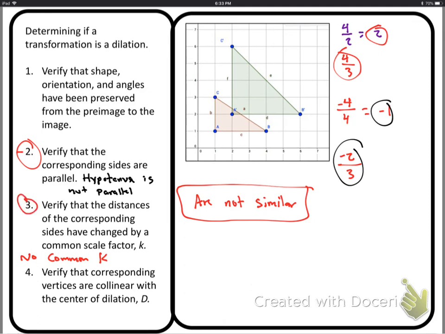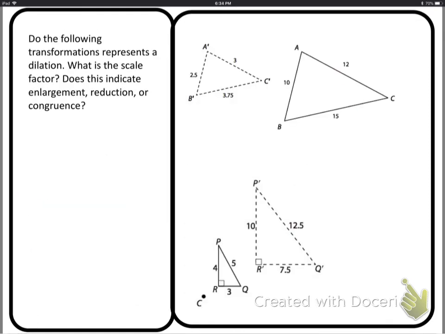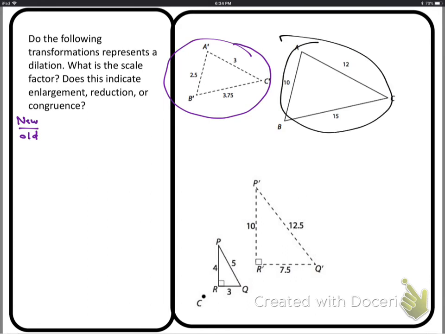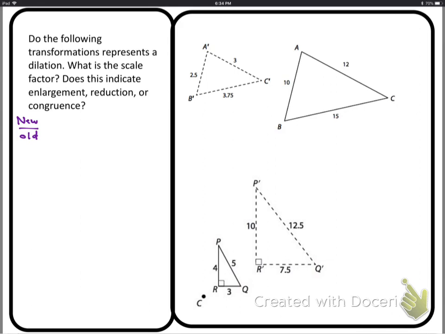Verify that the distances of the corresponding sides have changed by a common scale factor. So that we can check because we know the side measures, right? We know these are pretty much the distances that it's already given to us. So now the scale factors, we want to compare triangle to triangle. So what we're going to do is put prime on top, right? So you always want to put the new image on top, the old image on bottom. So this is the new image. The one with the prime is always the new image. And this is the old image, the one that we started with.